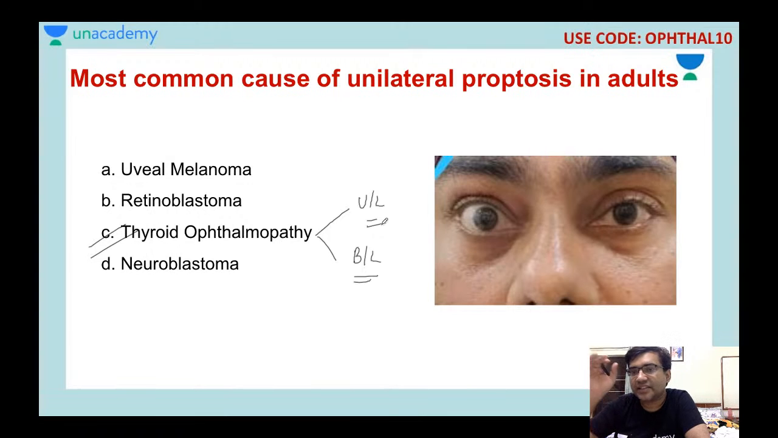If they ask about unilateral proptosis in children, then the answer is different. The answer then becomes orbital cellulitis.